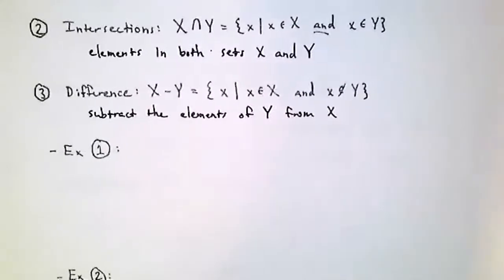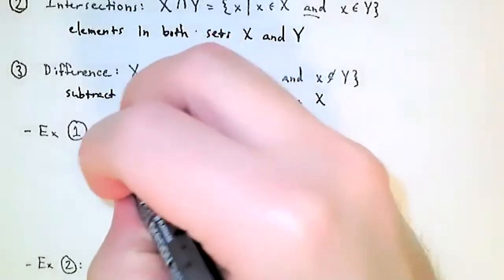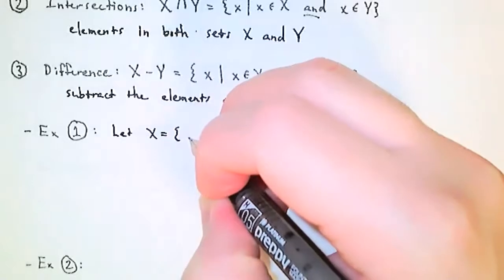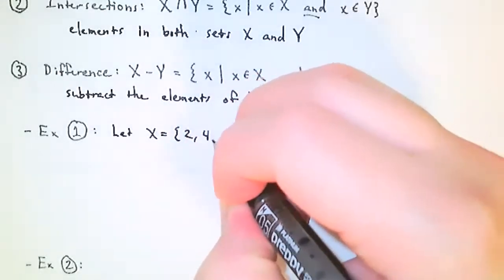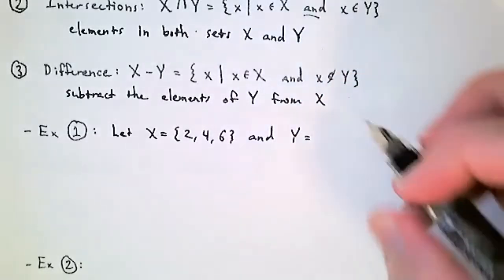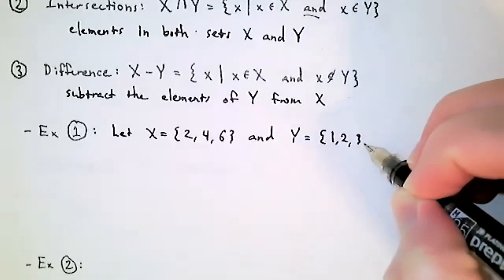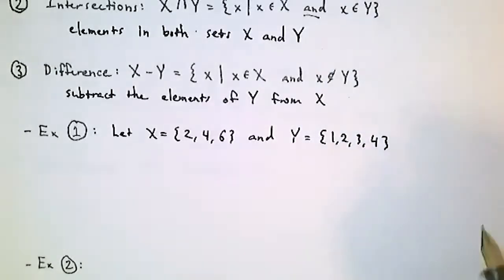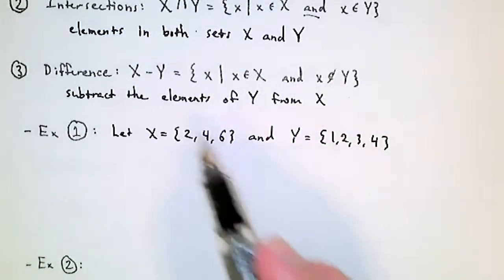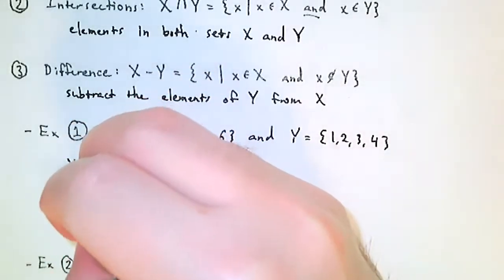And let's look at a little example with some small sets for some practice. My first set X is going to have the first three even numbers, 2, 4, and 6. And Y is going to be the first 4 positive integers, 1, 2, 3, and 4. And what I want to do with these is just look at the union, the intersection, and then we'll take the difference. Okay, so what is X union Y?